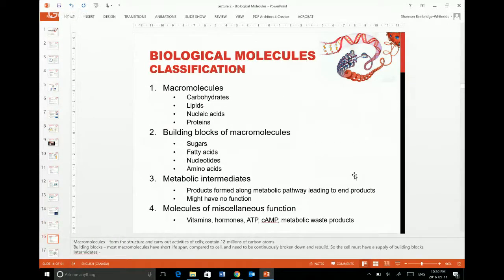All right, let's talk more broadly about the types of molecules that we would see in a living system. First and foremost, you have your series of macromolecules. These are the big molecules that are making up our body. When we're talking about these, we're talking about carbohydrates, lipids, nucleic acids, and proteins. This is what our body is made of.